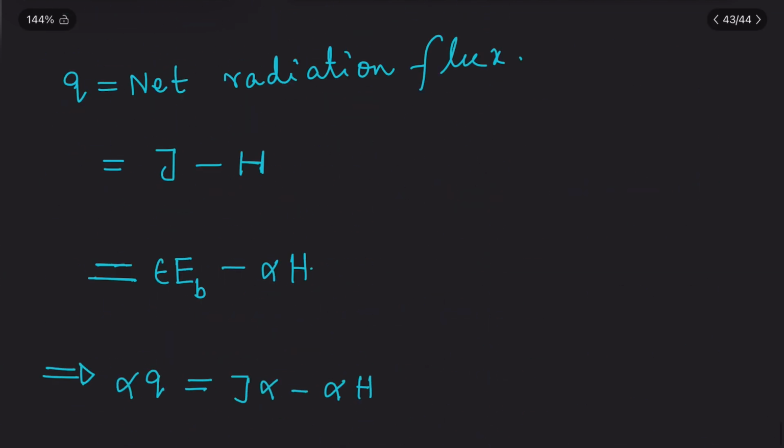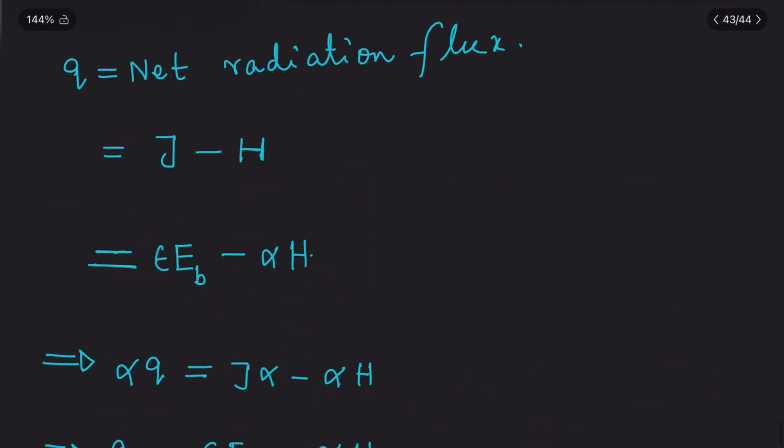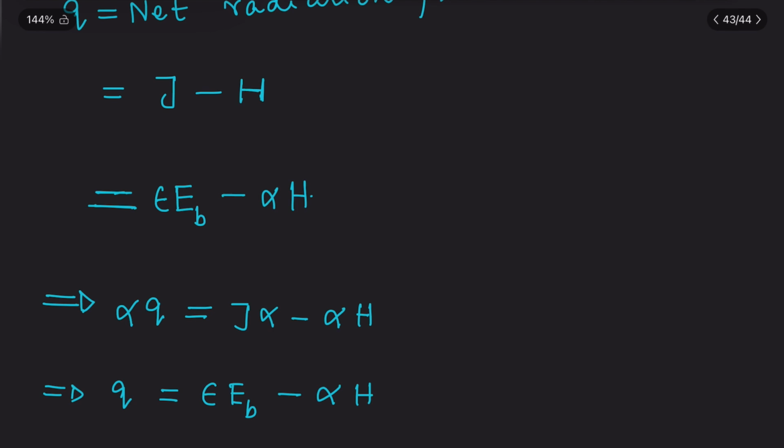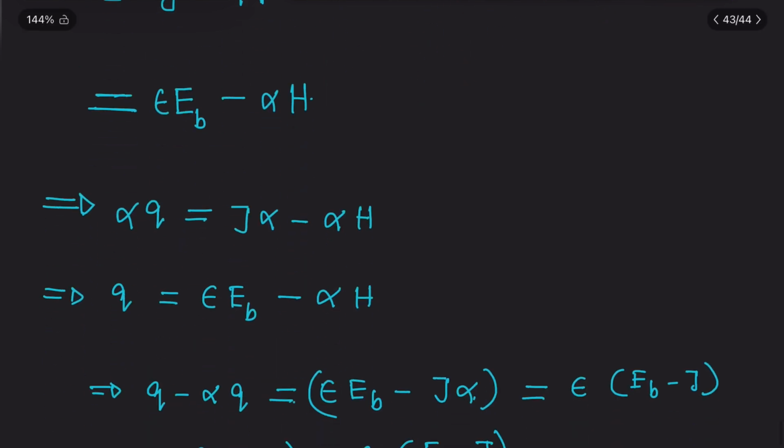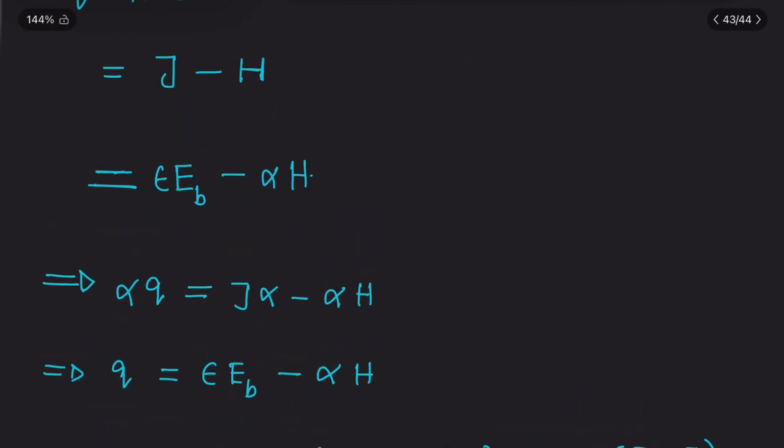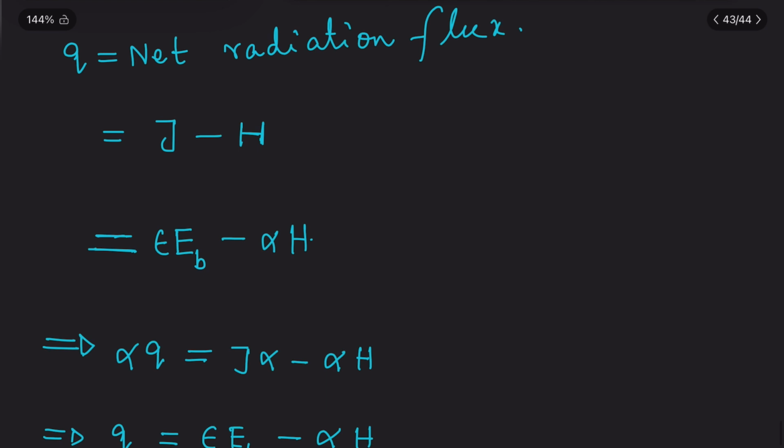Okay. So I hope up till now this derivation is clear, right? Now some of you might argue with me, why are you not writing this thing? I mean, if I am talking about the net radiation flux, then this should be J, and this should be minus alpha H.